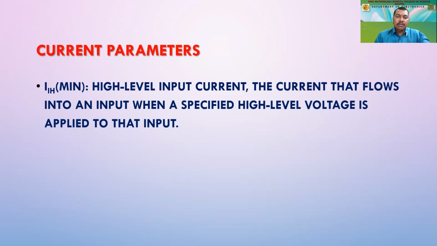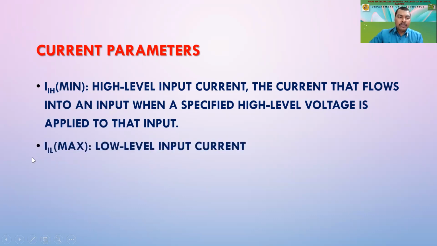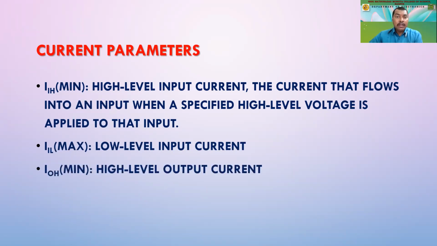So at that particular high level voltage, we require some high current to flow through that so that the IC will take it as the one. So high level input current, the current that flows into an input when a specified high level voltage is applied to that input. And similarly, we have IIL max. So we can define accordingly: low level input current. That is the lowest level of the input current so that the IC will consider it as zero. Similarly, we have IOH minimum, again the high level output current on the output side. So what is the current that comes out of the IC at the output side when it is supposed to be high. That is what this means.